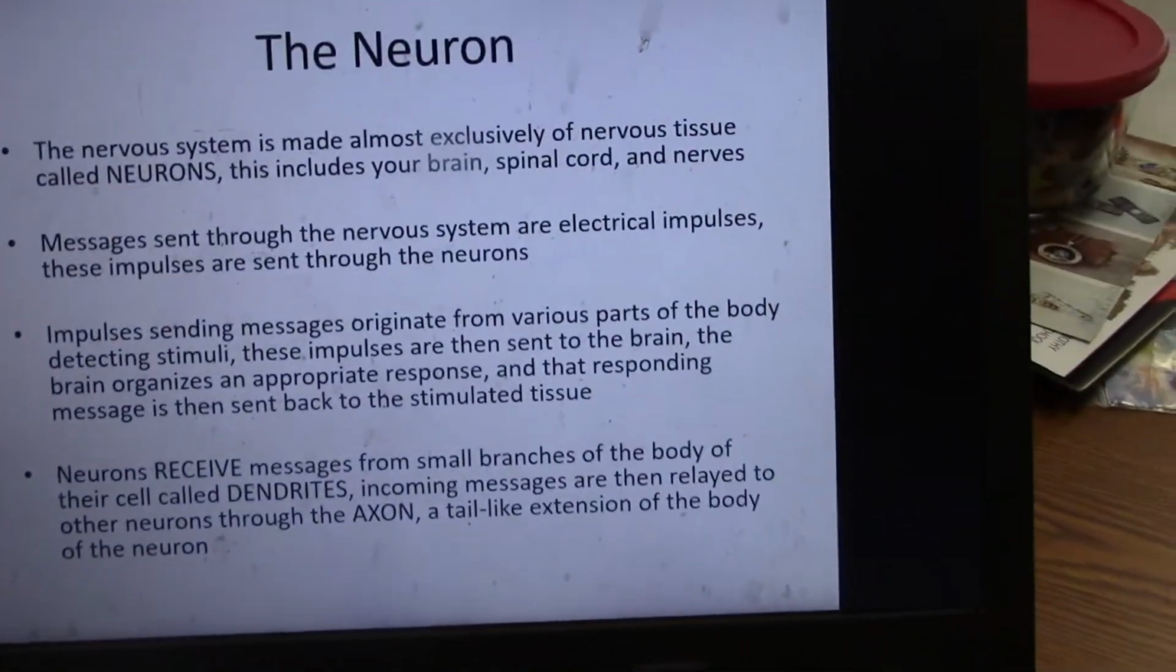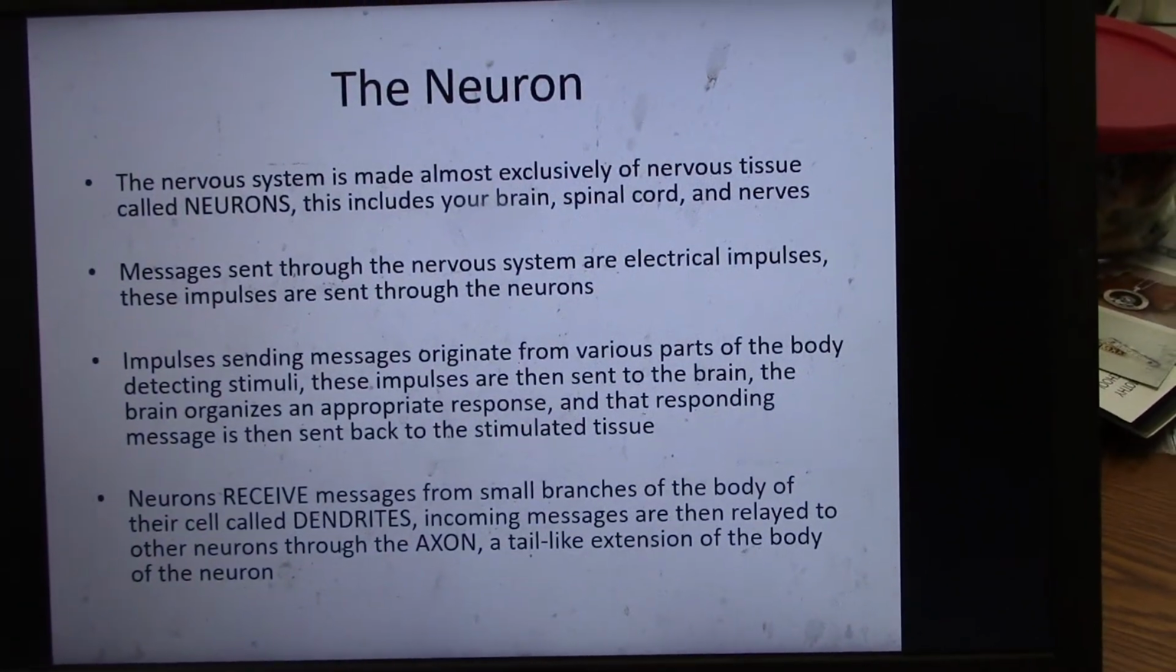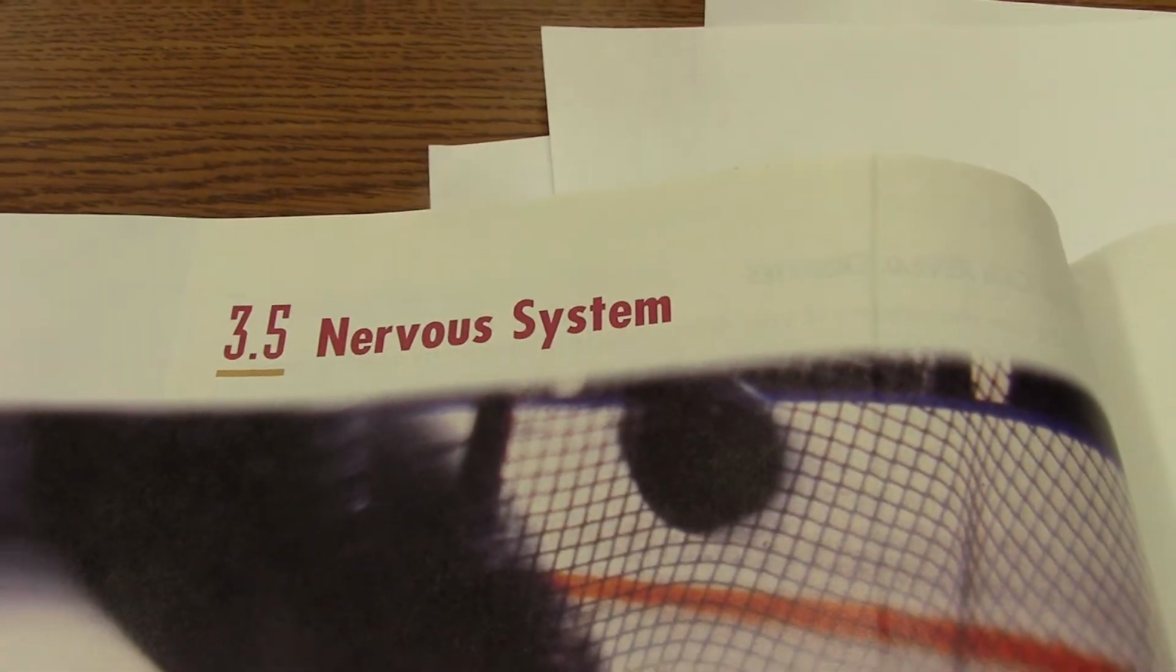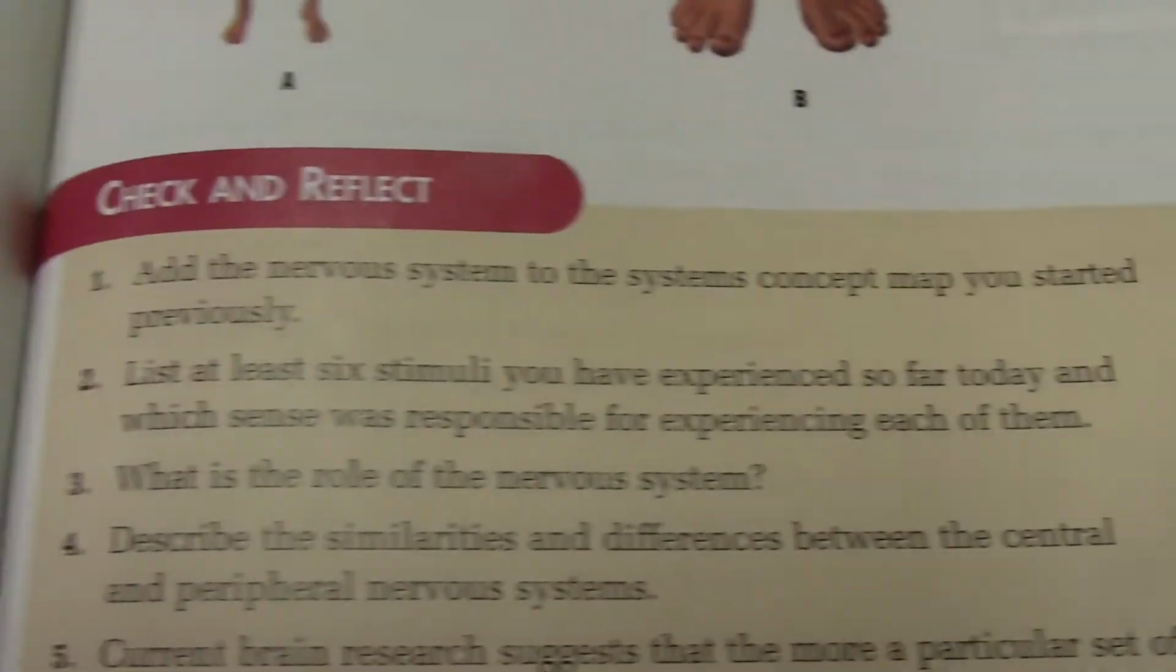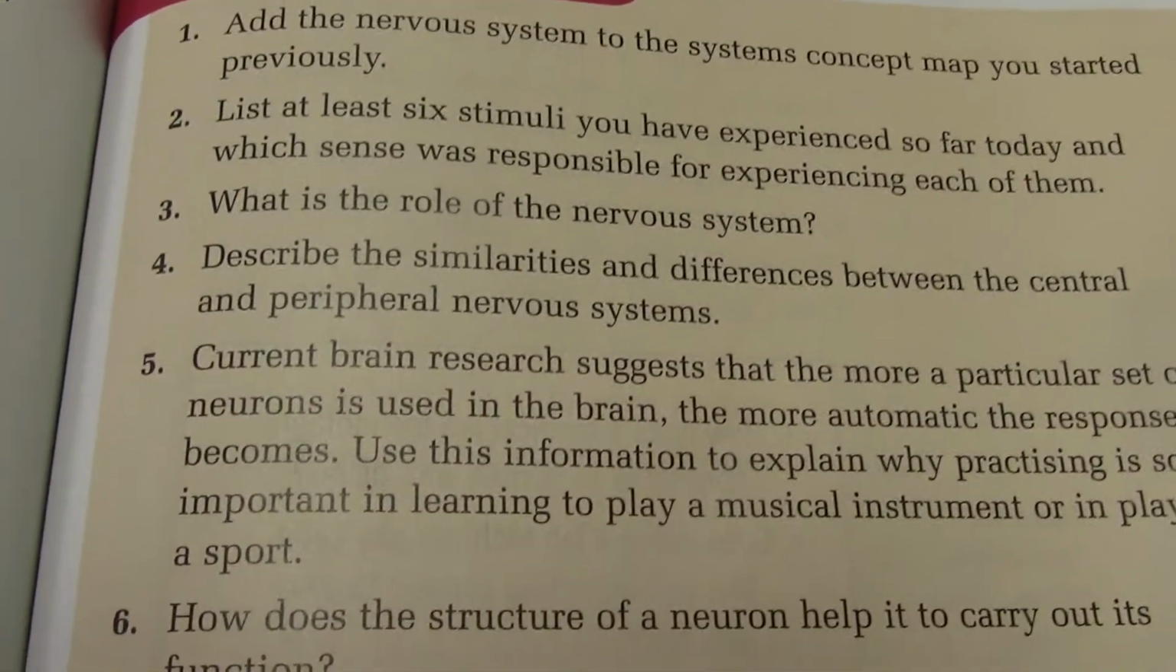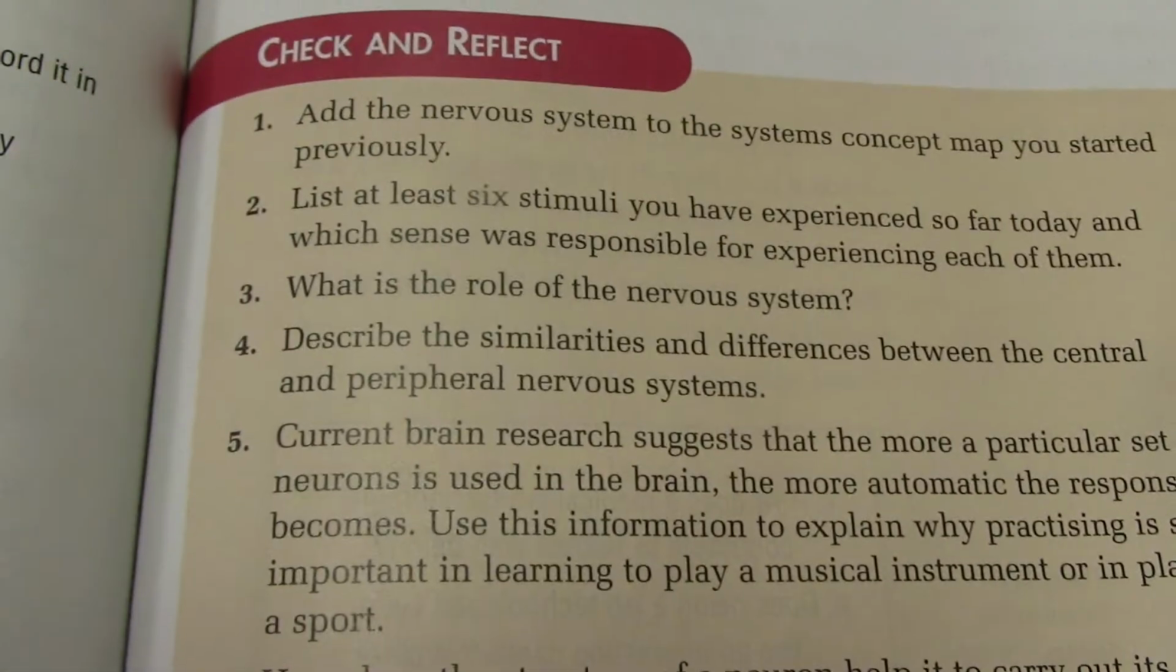Okay, hi, grade 8. I'm going to do a lesson today on the nervous system. So your nervous system pages in your textbook are page 146 to page 151. So that is what you're responsible for today. You got some check and reflect questions on page 151, numbers 1 through 6. That will be useful for you as well.